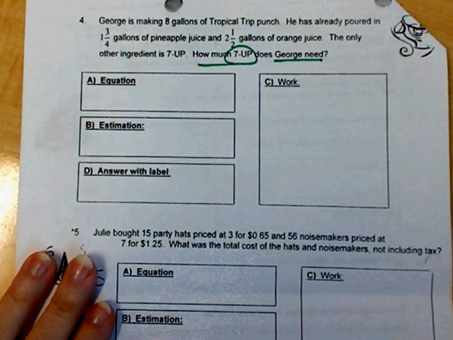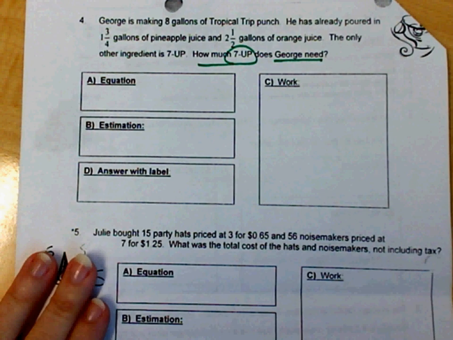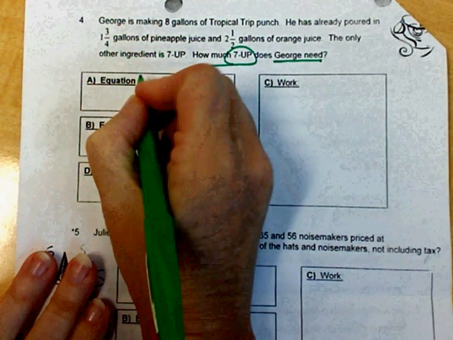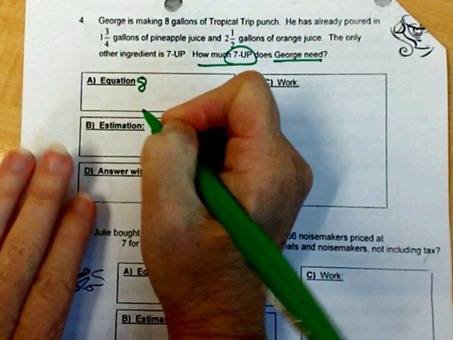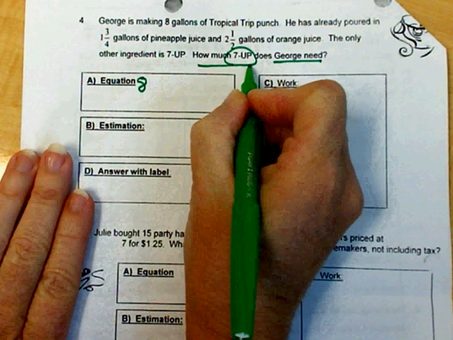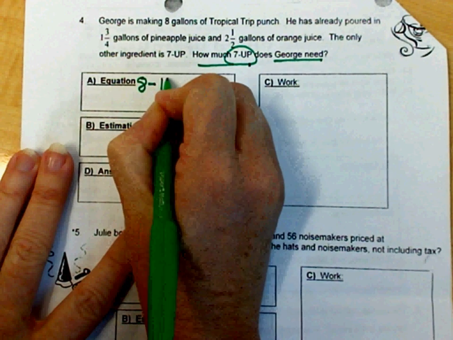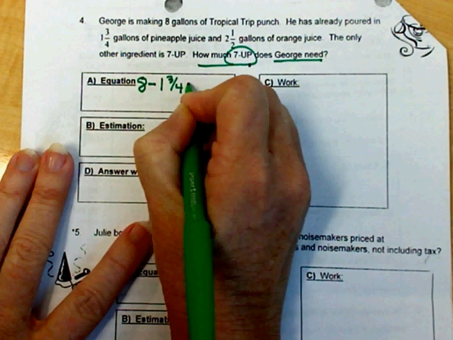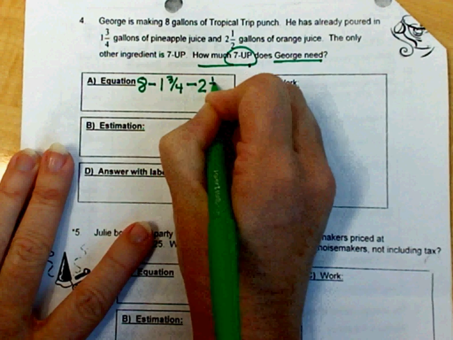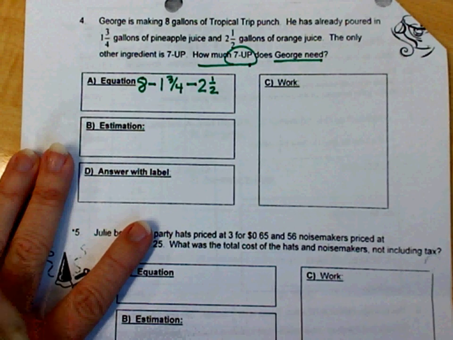So there's different ways I can set up my equation. I'm going to actually set up 2. I'm thinking that I have 8, and I just want to take away to find out what's left to give me 7-Up. So I'm going to subtract 1 3/4, and then I'm going to subtract again 2 1/2. And that is an acceptable equation.